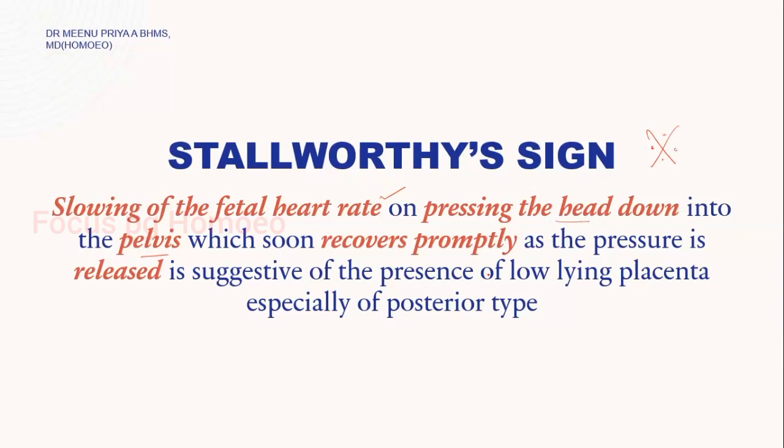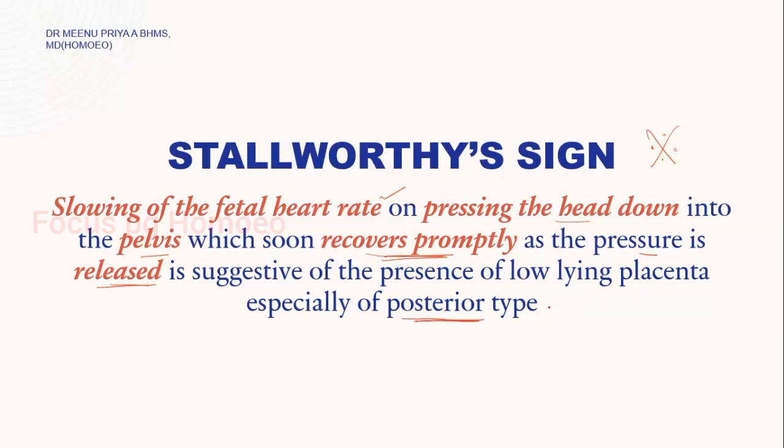Why is this occurring? Because of the compression of the placenta and umbilical cord. The blood supply is reduced for a moment, and that is why the fetal heart rate is reducing. The important thing is it soon recovers promptly. The fetal heart rate becomes normal when the pressure is released. This is called Stalworthy's sign, which is usually seen with low-lying placenta or placenta previa, and is suggestive of the presence of a low-lying placenta, especially of posterior type. So we had discussed dangerous placenta previa.